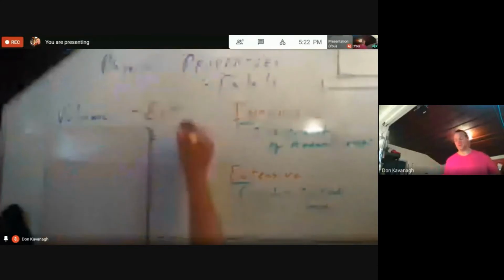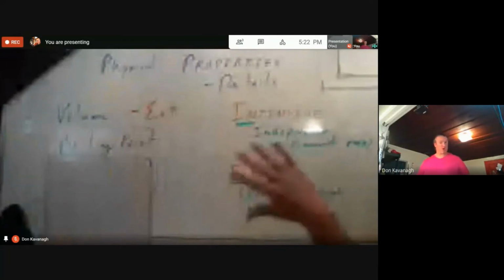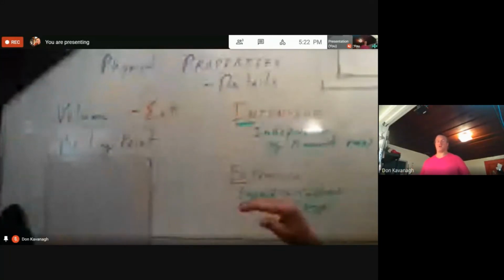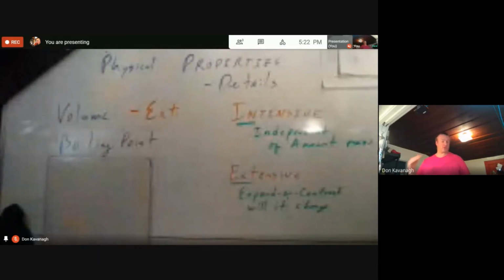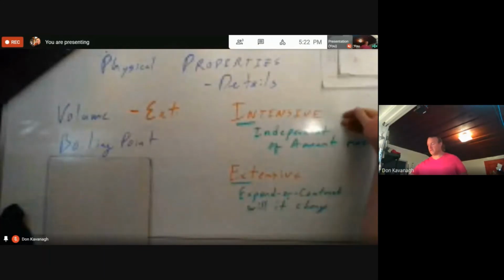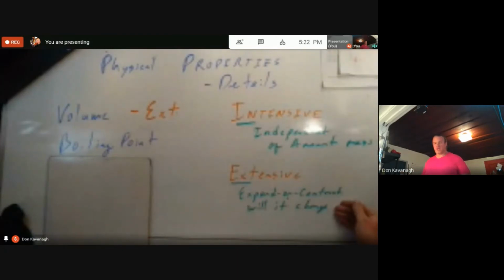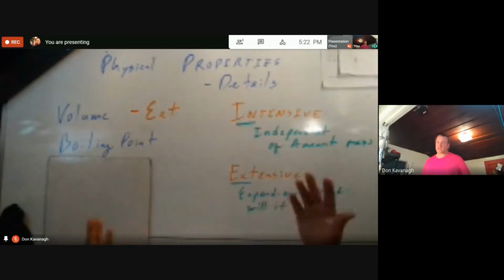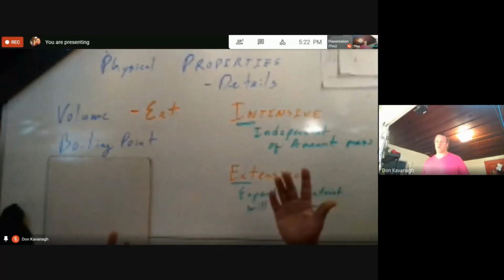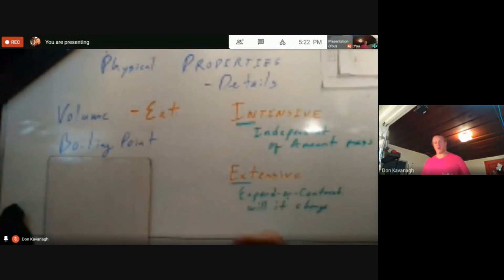All right. Boiling point. So boiling point is a physical property. It is the temperature, usually at 1 atmosphere, that a liquid goes from liquid phase to gas phase. So, intensive property: is the boiling point independent of the amount? Does the boiling point change if you have more or less of it? Consider a teacup versus a swimming pool.